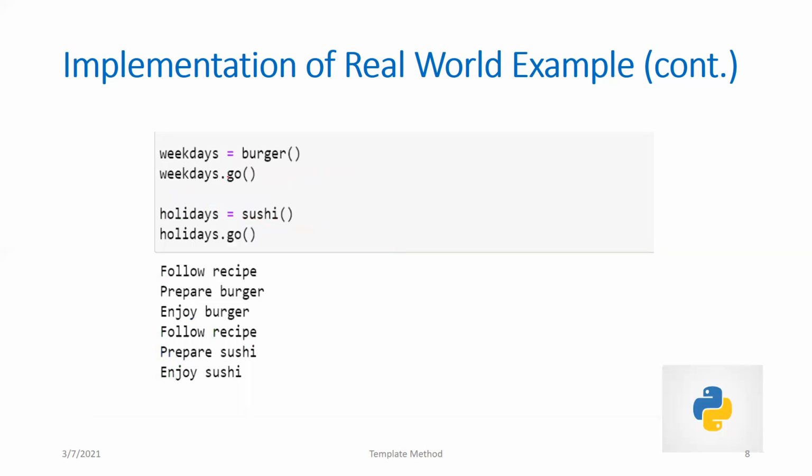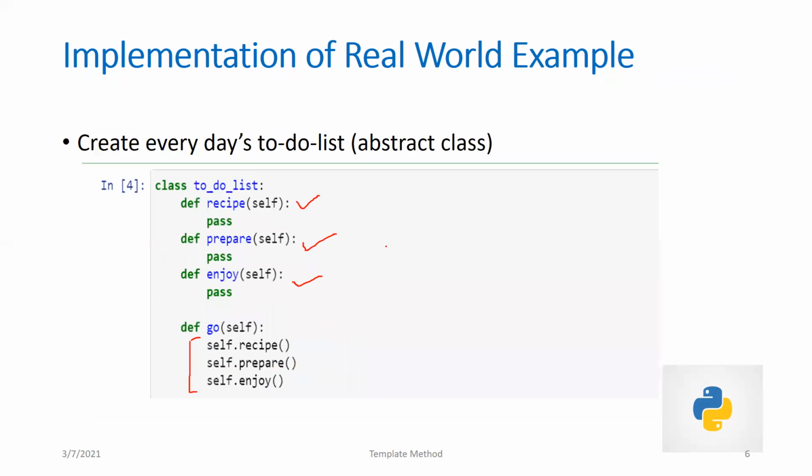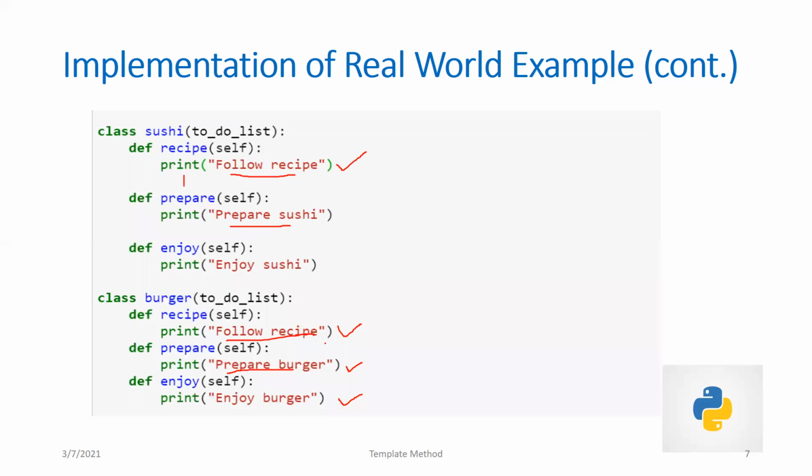Again, if I create an object, the object name is weekday. This is an object under which class? Burger class. In burger class, I am creating an object weekdays. Why? Because I know in weekdays he will want to have burger because he has no time. So using this object, I call the go function. So control will move to go. So here in go, he will find recipe, prepare and enjoy for which class. He is called inside burger class.